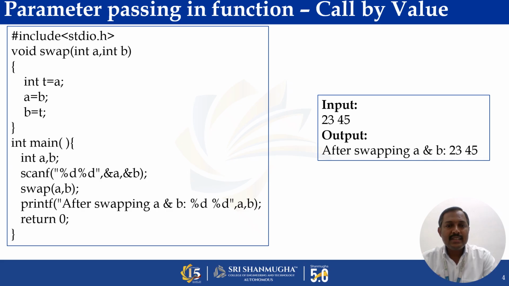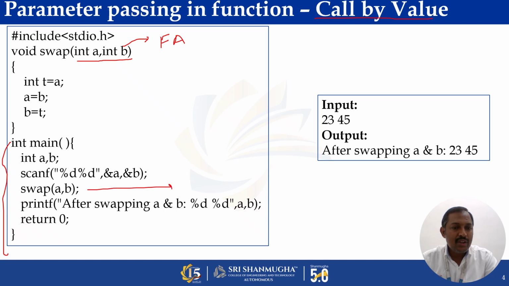Next we can see an example for each one. First, start with call by value. Let's assume there is a function void swap(int a, int b). These are called formal arguments. Then within the main function there is a function call. Within this function call, these a and b are called actual arguments.